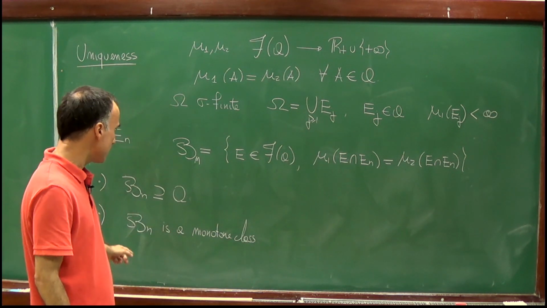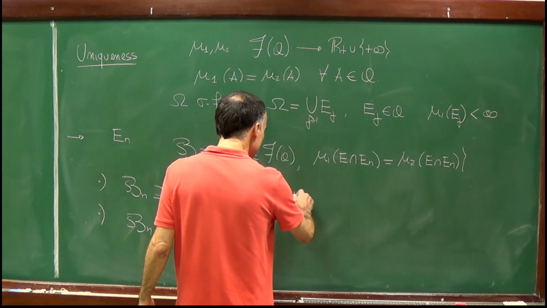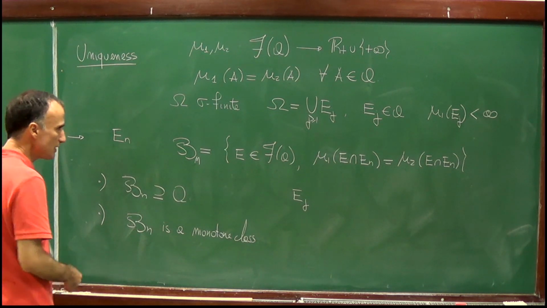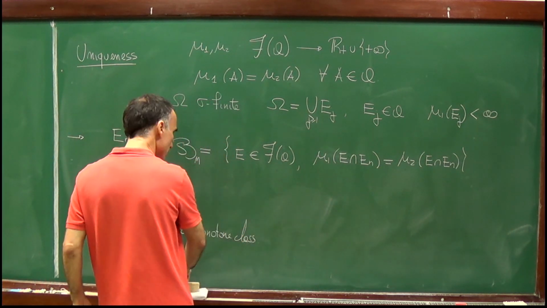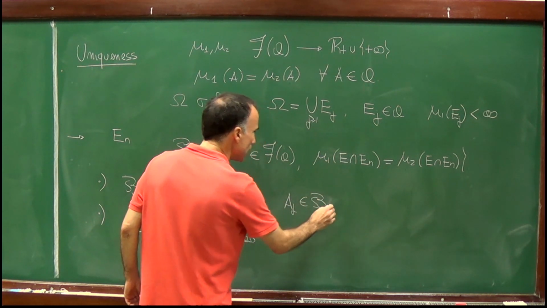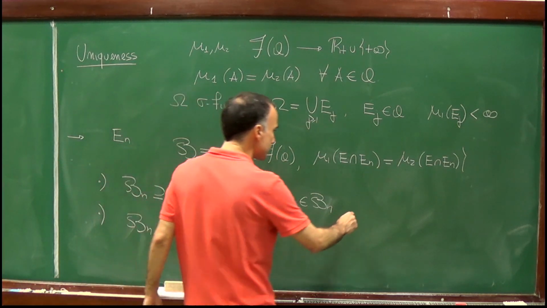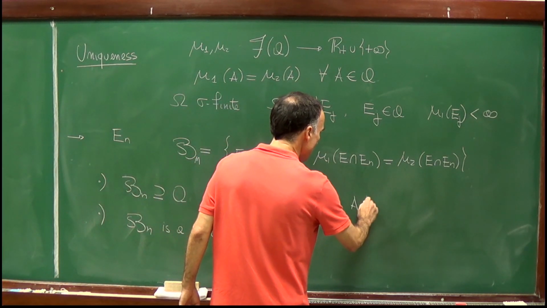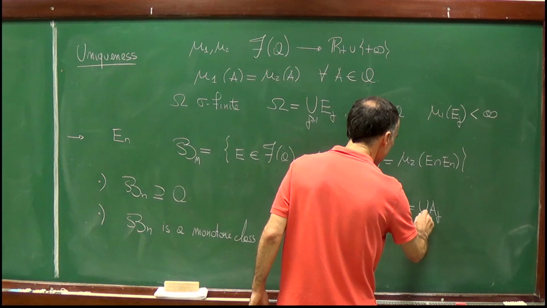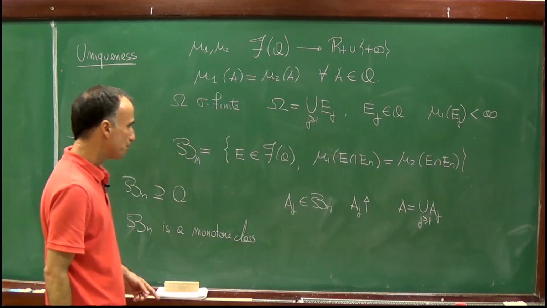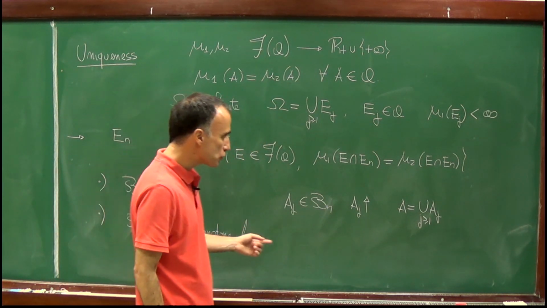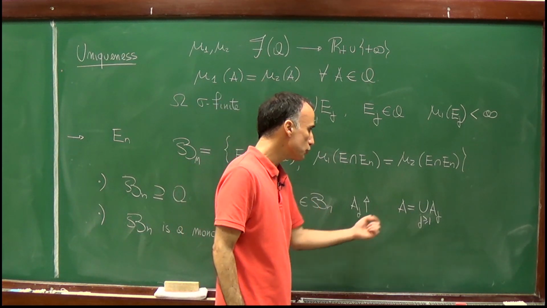So to show that Bn is a monotone class, what do we need to prove? Well, we need to prove two properties of Bn. So let's take a sequence Aj in Bn which increases, and let me represent by A the union of Aj. And to prove that Bn is a monotone class, I have first to prove that A belongs to Bn.